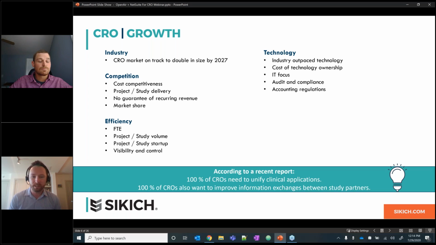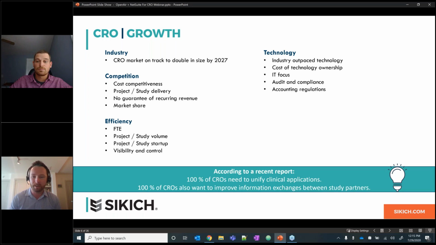And one of the challenges, there's no necessary guarantee of recurring revenue, and there's going to be a battle for market share. And overarching all of this is efficiency, right? We want to make sure that CROs have the tools as well as the expertise to be efficient with their work, so they can increase their FTE or full-time equivalents, their project to study volume, as well as gain more visibility and control. And one of the best ways to do that is through the use of current technology, right?